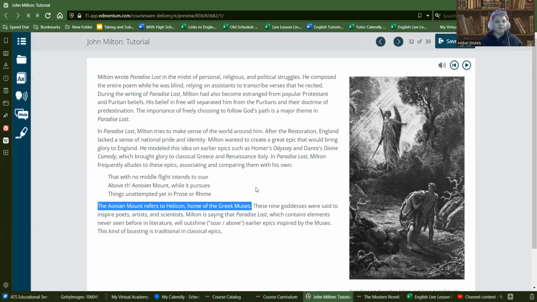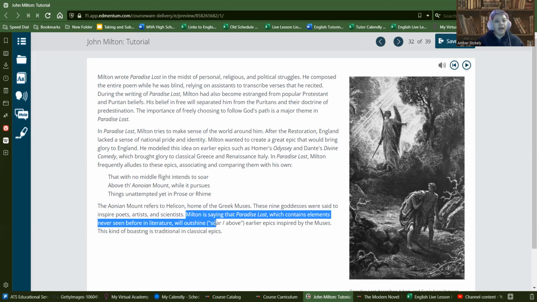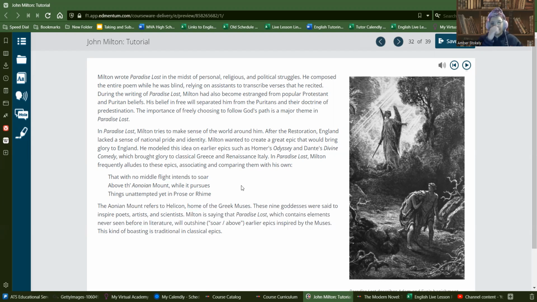So basically, what he's saying in this excerpt is that Paradise Lost contains elements never seen before in literature and will outshine, soar above earlier epics inspired by the muses. So this is a type of boasting that usually takes place in epics. So he was trying to copy or emulate that style, because remember, this was supposed to basically be the biggest English epic.